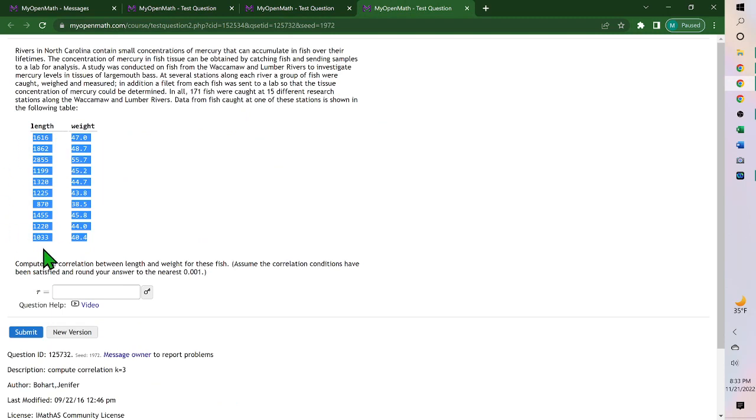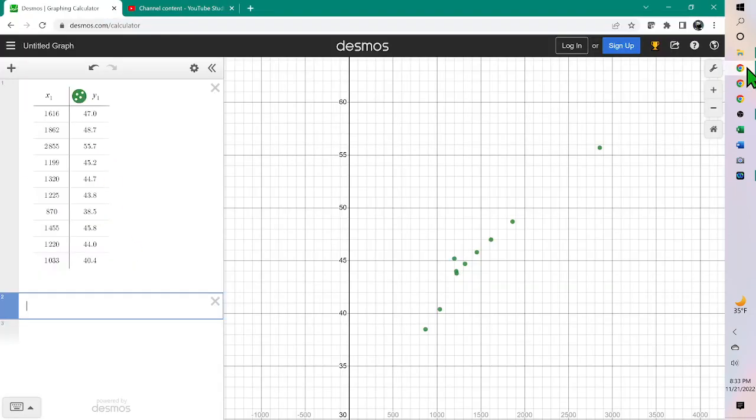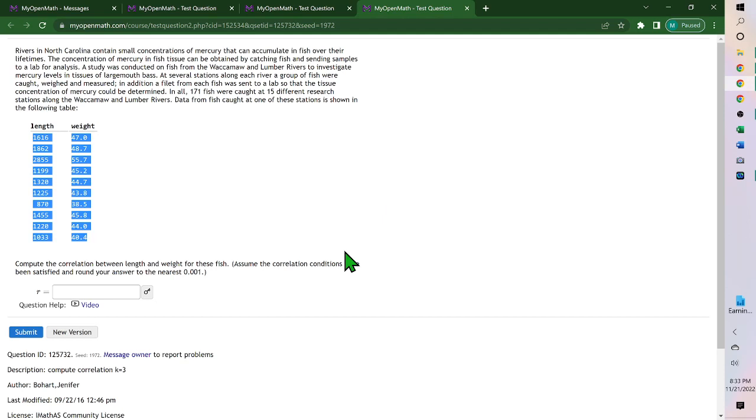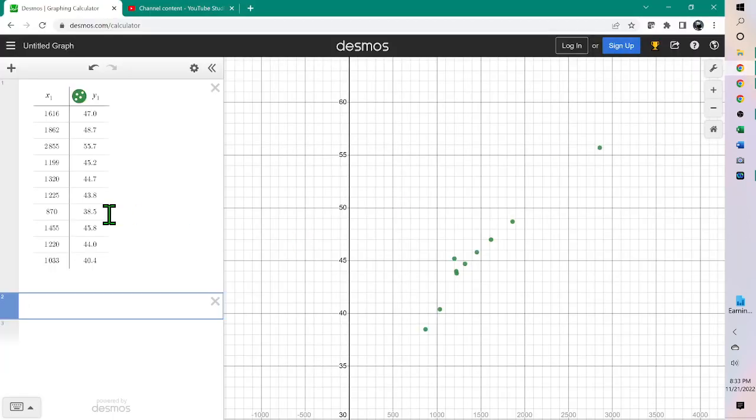Rivers in North Carolina contain a small concentration of mercury, and they want us to compute the correlation between the length and the weight of the fish. So they have the length and the weight, and I copied this onto Desmos. And we just needed R, to find R and also the trend line.